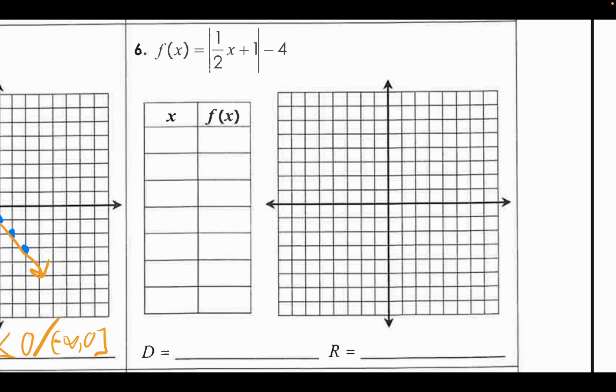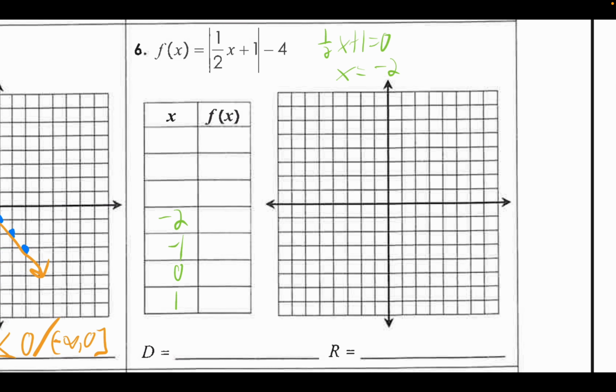Number 6 here, we have 1/2 x plus 1 inside, so we set that equal to 0, ignoring that for just the moment. So then if we figure out what x equals, x ends up equaling negative 2. So I'm going to put that in the middle. Now, I'm going to write some stuff down, but I'm going to erase it, so I would encourage you not to write it down yet.